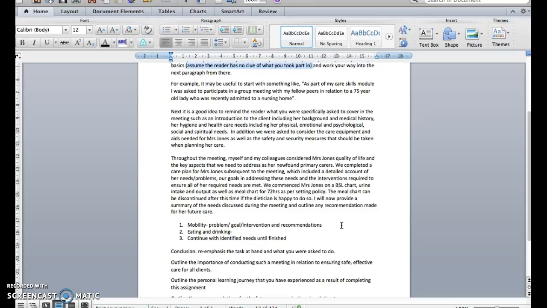The meal chart can be discontinued after this time if the dietitian is happy to do so. I will now provide a summary of the needs discussed during the meeting and outline any recommendations made for her future care. And I've just put here 1 mobility, and that is where you put in your problem, goal and intervention. Again, very brief. It doesn't have to be word for word from the care plan, and then you progress through. So guys, that paragraph I've just read out is a good example of your intro after the main introduction, okay? But it's an example and a sample, so I would expect that you would tailor that in your own way.